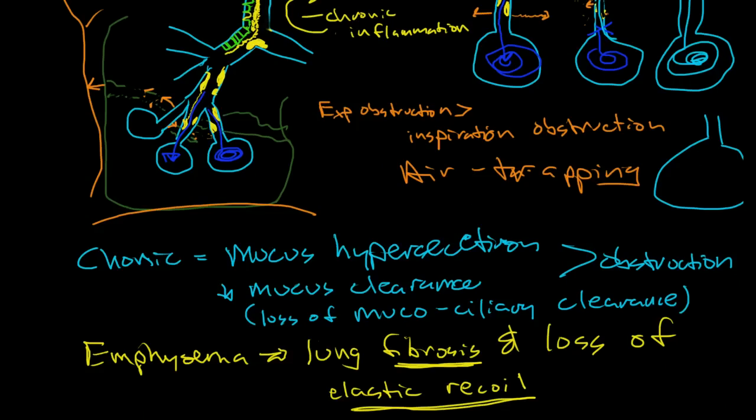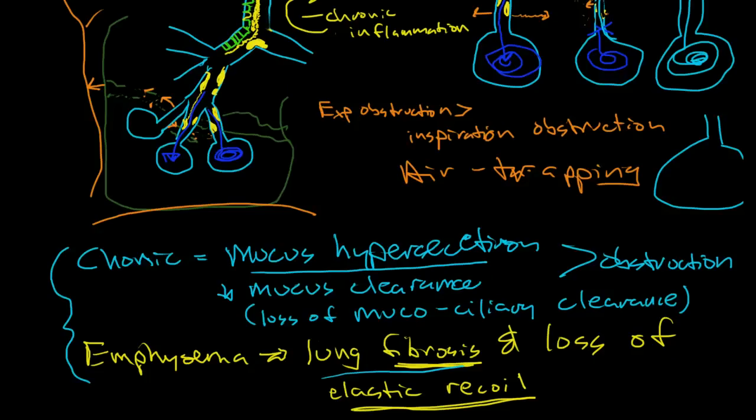Now, again, there are many people that have symptoms of both chronic bronchitis and emphysema. So they may have some lung fibrosis with loss of elastic recoil in addition to mucus hypersecretion and decreased clearance. And I would say the majority of people with COPD have some degree of both.